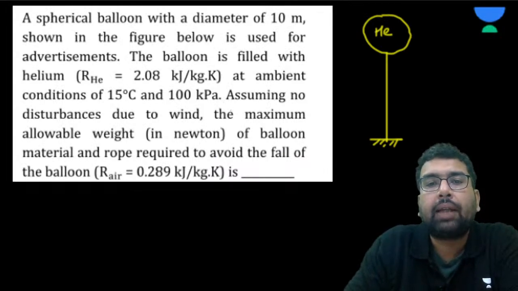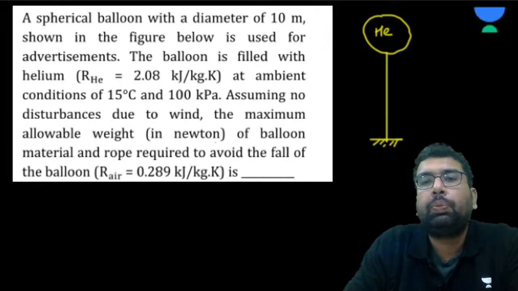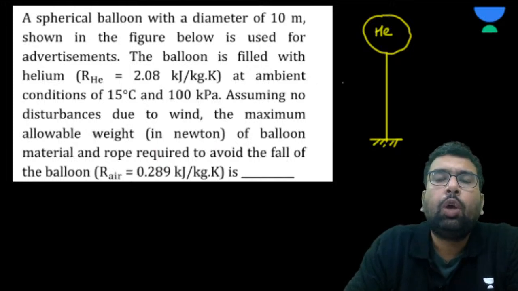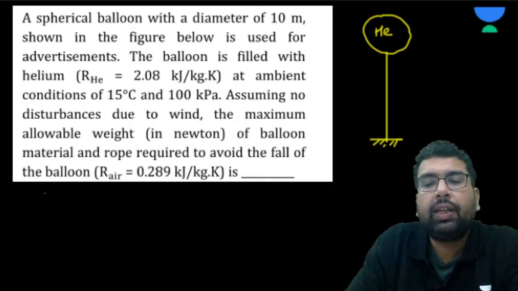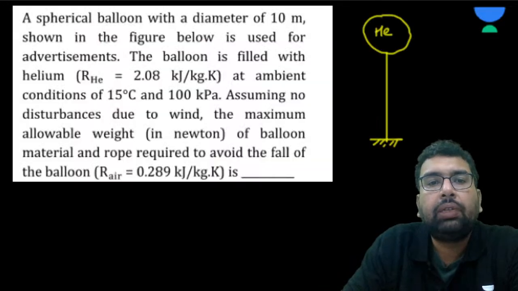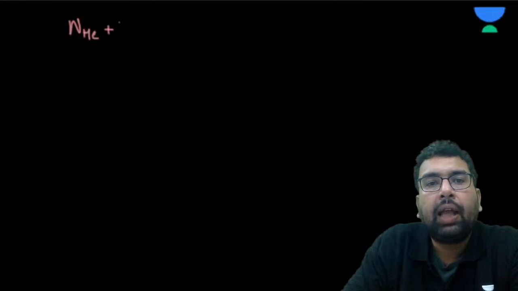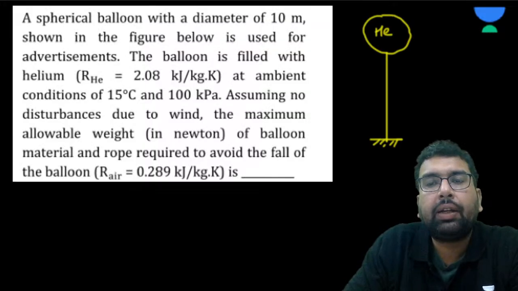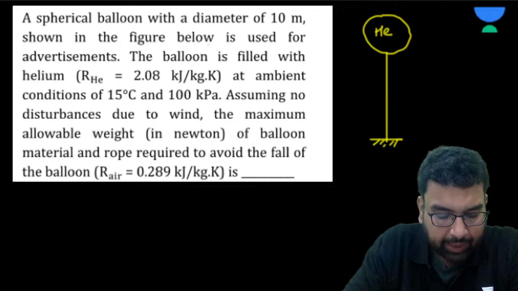Okay, now please understand this. They are saying the maximum allowable weight of the balloon material and the rope. So what will be the forces working here? There will be some weight of the helium acting in the downward direction. Weight always acts in the downward direction. Then there will be some weight of the material and weight of the rope, which again acts downwards.